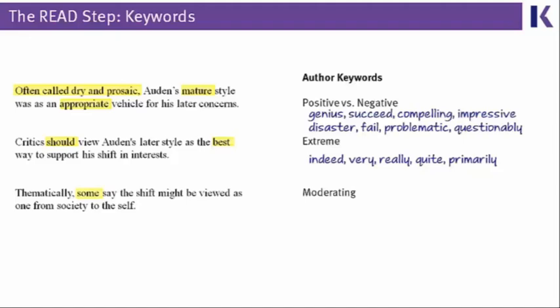It's not all, it's not none, it's just some, it's in the middle, and so this is kind of a minor point. Look at the rest of the sentence and see if you can find the other moderating keyword in there. If you're looking at the word might, you've got it correct.